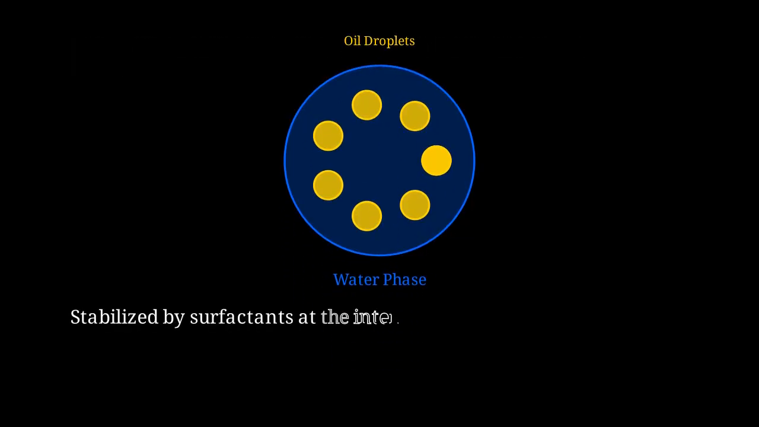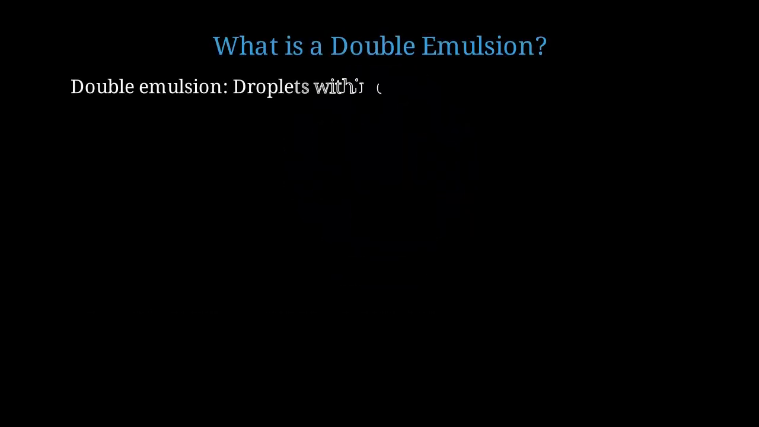These emulsions are stabilized by surfactant molecules that sit at the oil-water interface, reducing interfacial tension and preventing coalescence. Now let's talk about double emulsions. What makes them special? A double emulsion is literally droplets within droplets. It's a hierarchical structure with nested compartments.